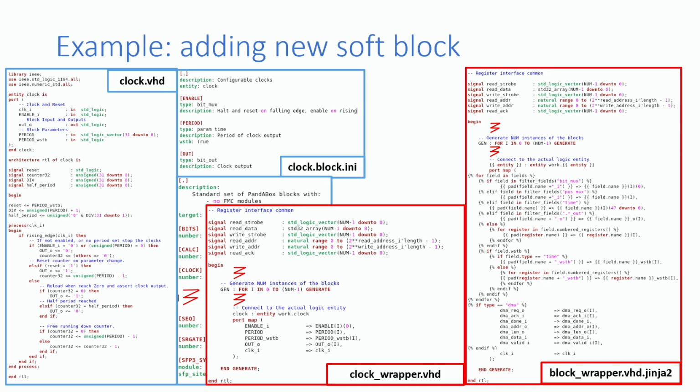Then the boxes in red here are the Jinja template and basically what's provided. That doesn't need to be written by the person implementing the block. So this is an example of the Jinja. Some of it looks like pure VHDL, but some of it's Pythonified templating. That would then produce this clock wrapper here, which does the job of instantiating this clock block. And also, I haven't shown it, but it also instantiates the register interface. Okay, I will move fast.